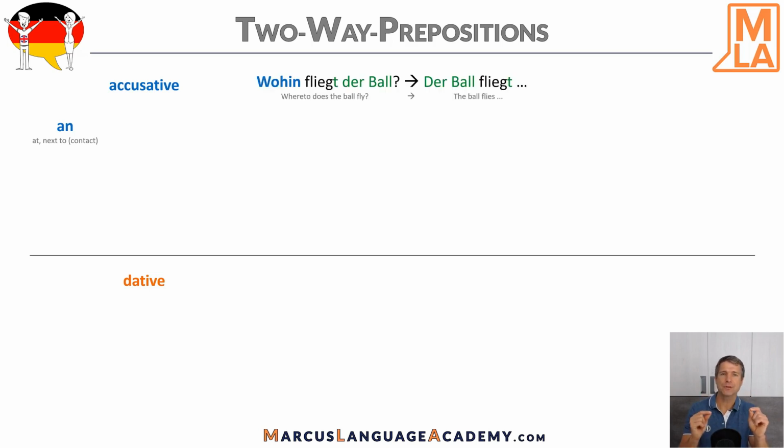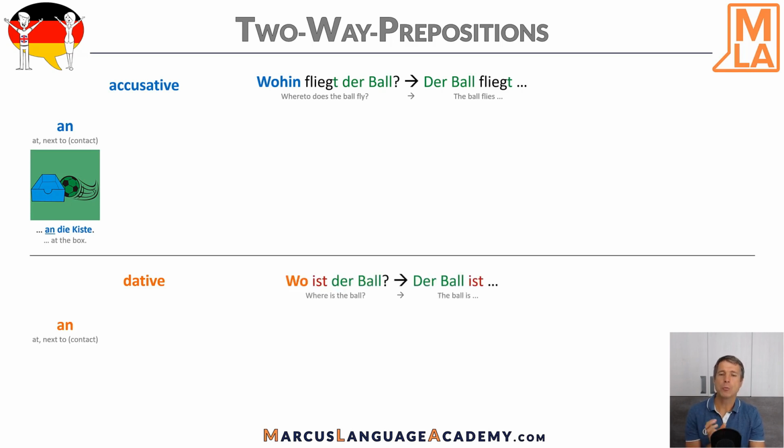And it's really important to understand when we use accusative or dative by asking for the preposition. In this case, we would ask, wohin fliegt der Ball? Where to does the ball fly? And the answer in this case is, der Ball fliegt an die Kiste. The ball flies at the box. So there's actually a movement, and therefore we use where to, wohin. In the dative case, for an, we would ask, wo ist der Ball? Where is the ball? And the answer is, der Ball ist an der Kiste. So it's really important to know if an uses accusative or dative by asking for the preposition. In accusative we ask wohin, and in dative we would ask wo.